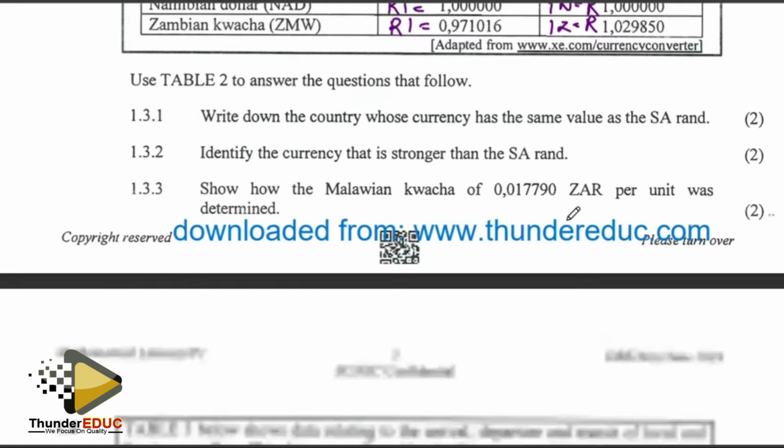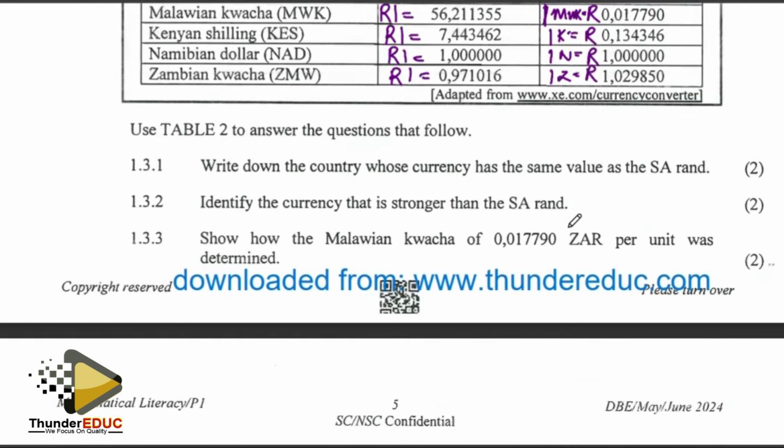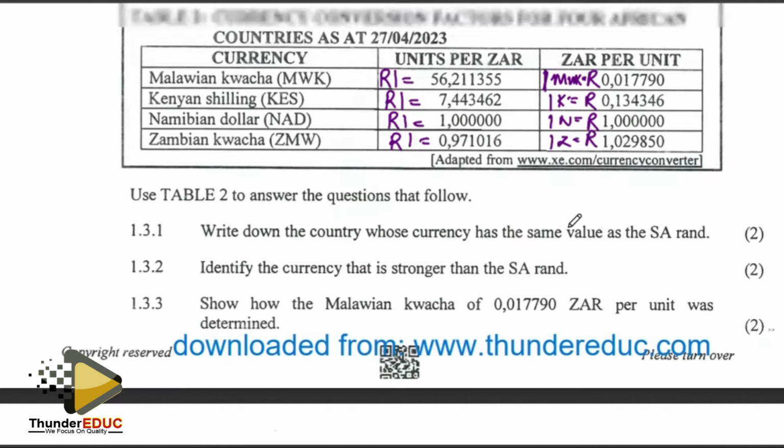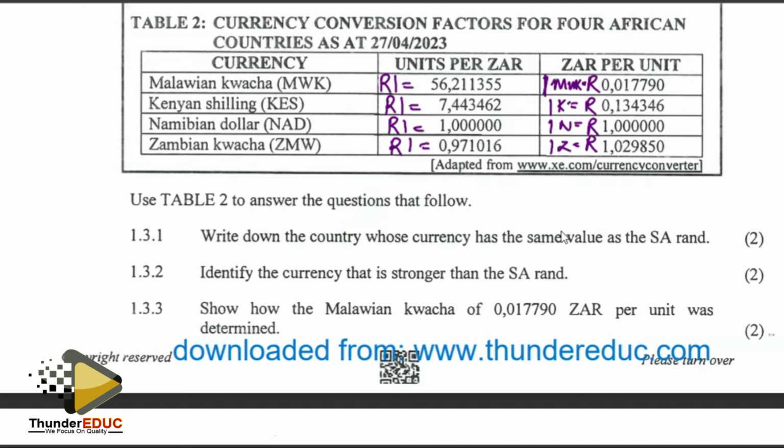Anyway, let's follow. Write down the country whose currency has the same value as the South African rand. It's the Namibian dollar. Look at that. For 1 rand, you get 1 Namibian dollar. For 1 Namibian dollar, you get 1 rand. So this is the Namibian dollar.